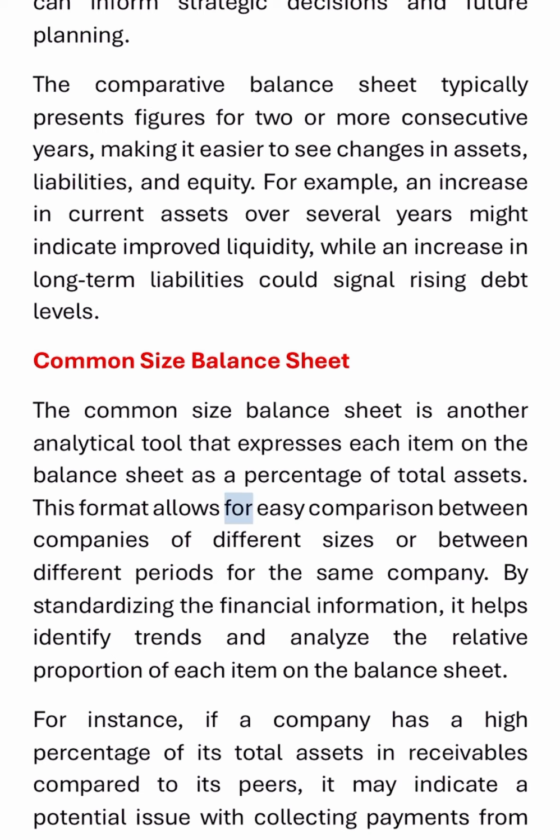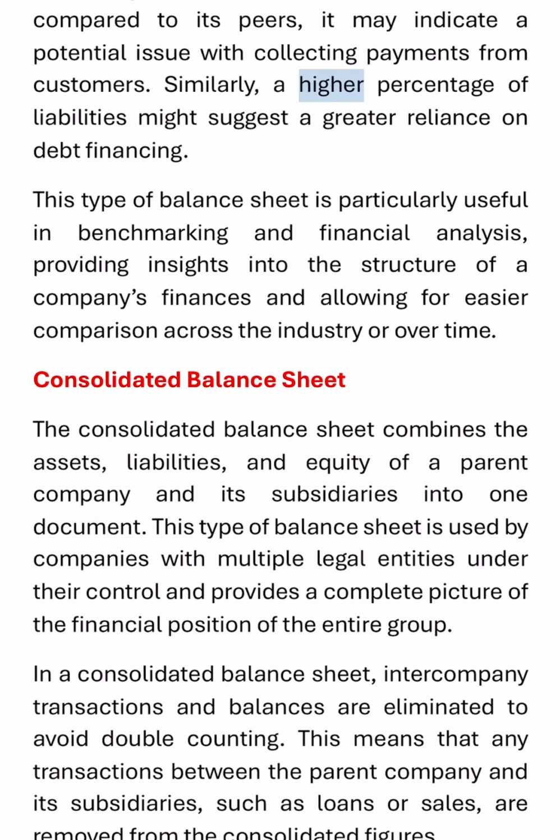This format allows for easy comparison between companies of different sizes or between different periods for the same company. By standardizing the financial information, it helps identify trends and analyze the relative proportion of each item on the balance sheet. For instance, if a company has a high percentage of its total assets in receivables compared to its peers, it may indicate a potential issue with collecting payments from customers. Similarly, a higher percentage of liabilities might suggest a greater reliance on debt financing.